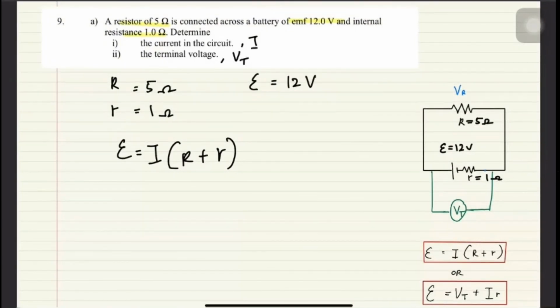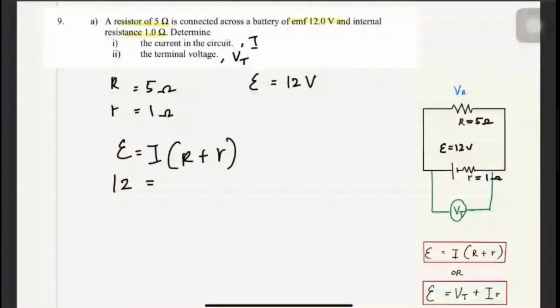Okay, the first question asks for the current in the circuit. Usually students get confused about the EMF value, between VT and 12. Then capital R and small r are usually okay. So total resistance is 6, so I is 12 divided by 6, which is 2 ampere. Okay, that was for A1.